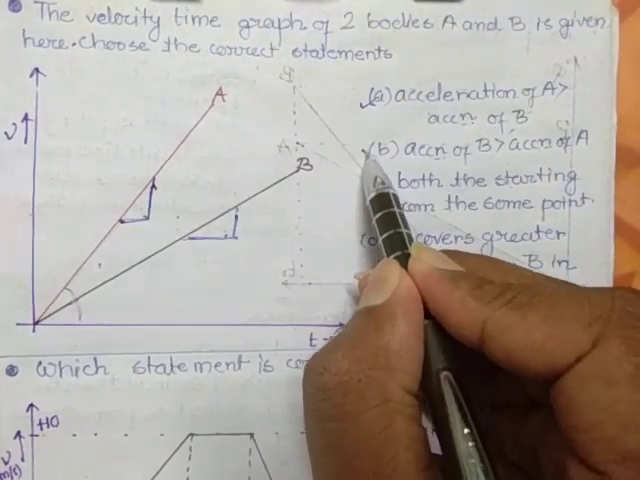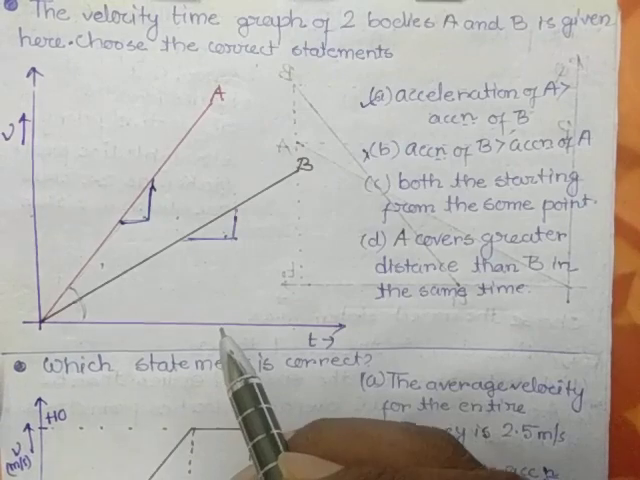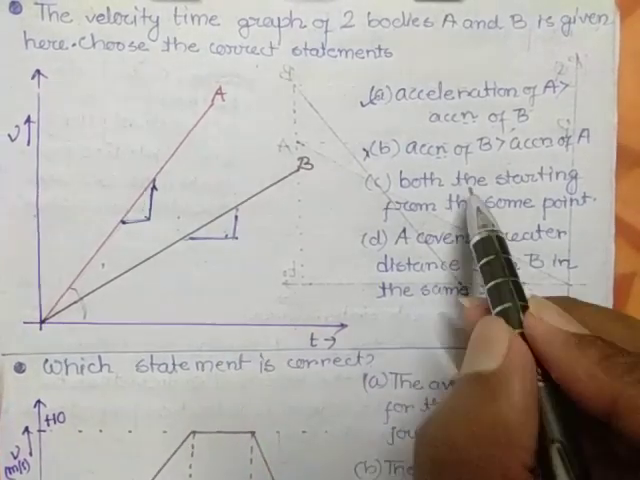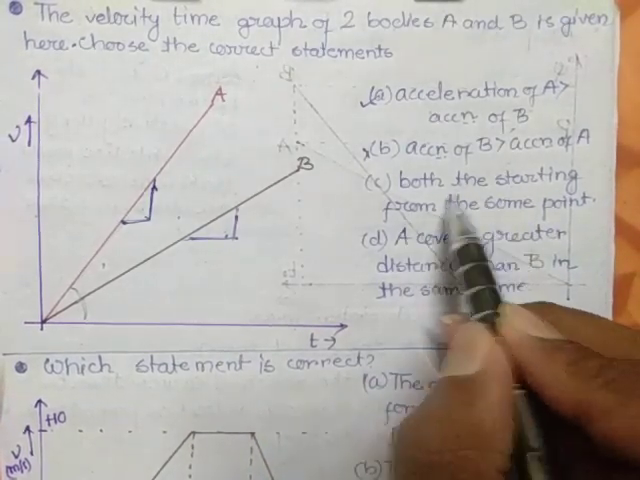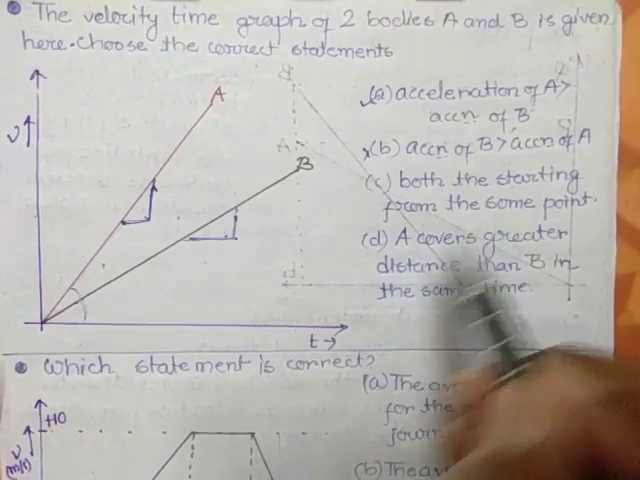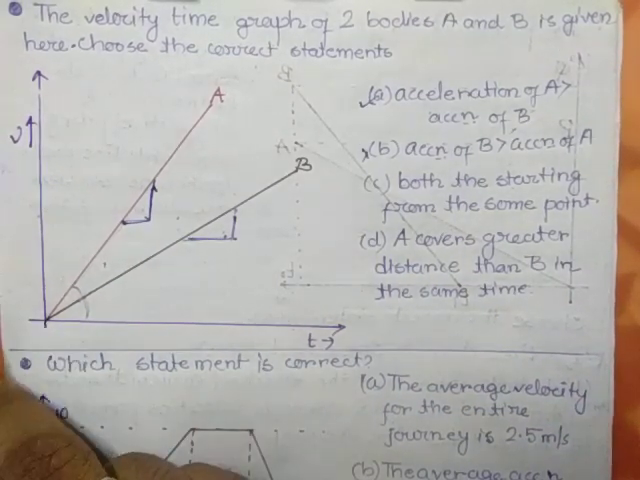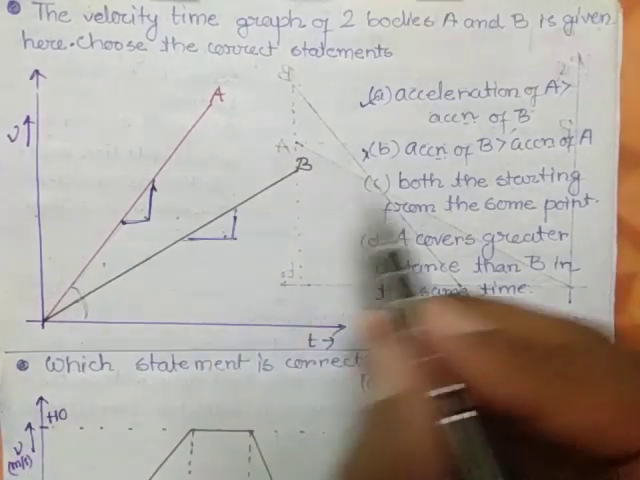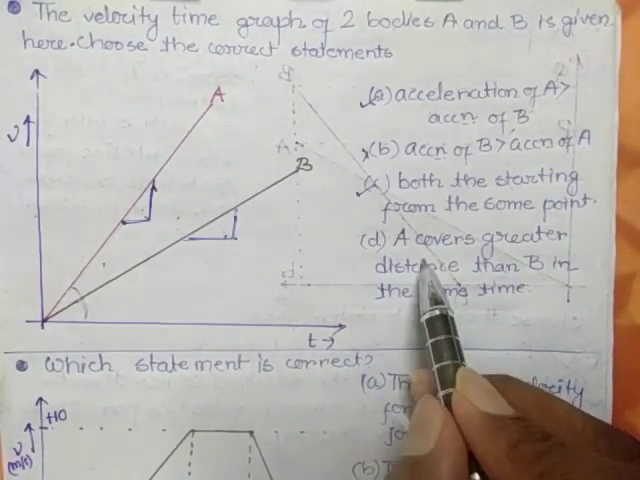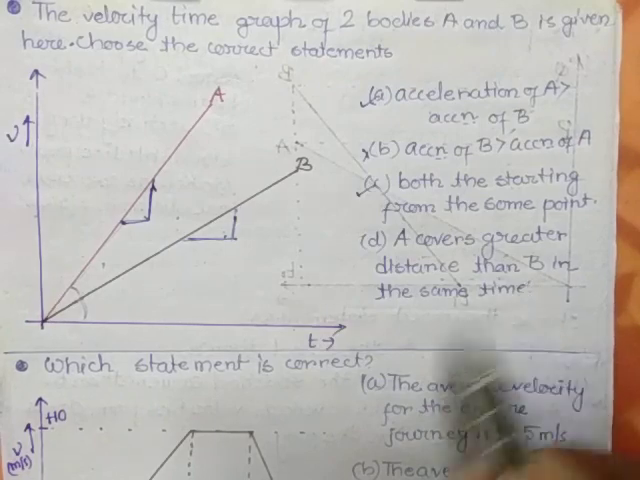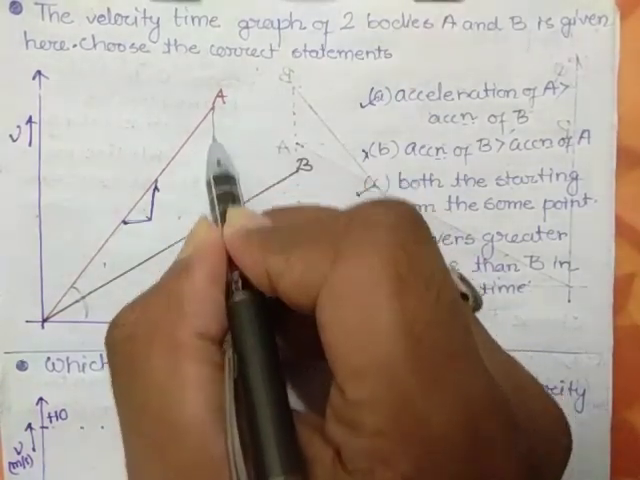So obviously option B will be false, but I have to check the other options also. Both are starting from the same point. Obviously V equal to 0 at T equal to 0, so both are starting from the same point. C is correct. A covers the greater distance than that of B. Obviously that will be calculated from here.